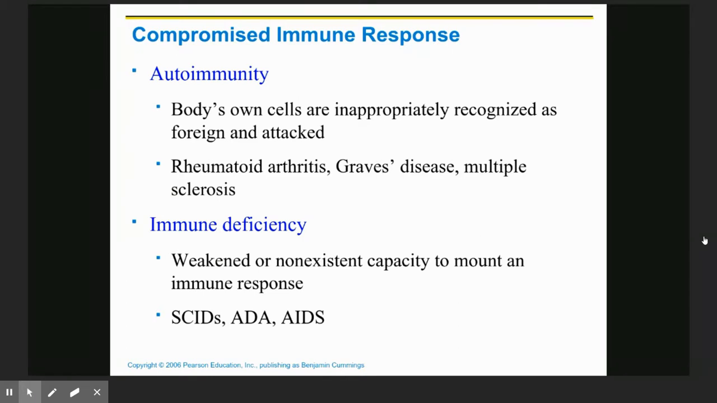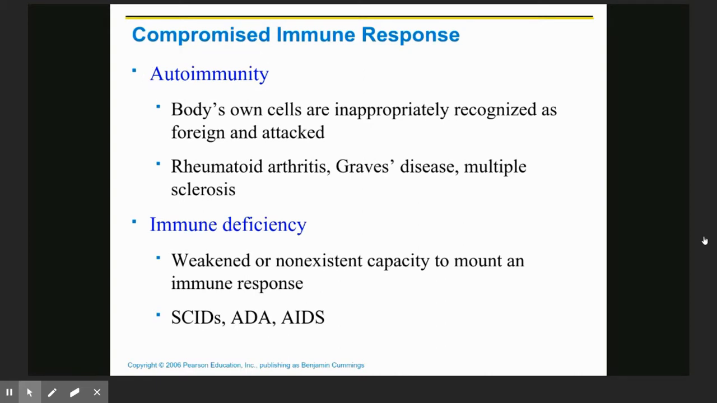Okay, well, that's if you have a hypersensitized immune system. But you can also have the opposite thing. You can have a deficiency in the immune system. You can also have the immune system attack your own body cells. So you can have what's called an autoimmune disease. And we looked at some autoimmune diseases already when we talked about hyperthyroidism.